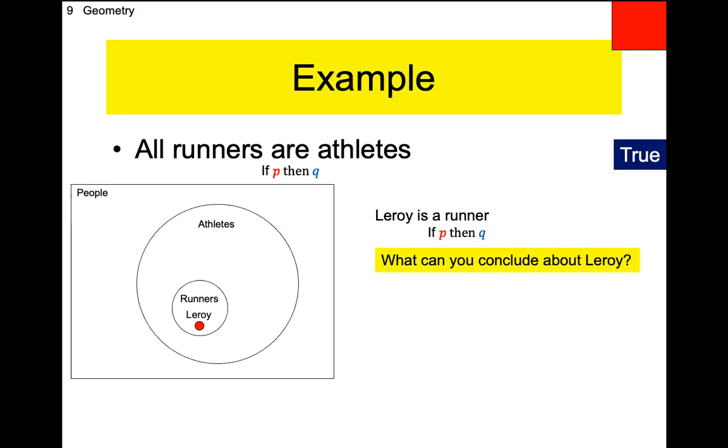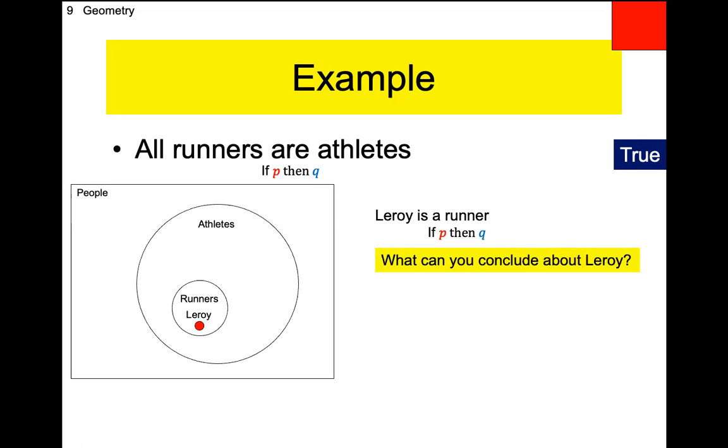So tonight for homework, they're going to ask you, what can you conclude about this Venn diagram? They're just asking you to say a statement. You know, think about where the dot would appear, and then make a true statement. Leroy is a runner and he is an athlete. He's also a person because he's inside the rectangle as well too.